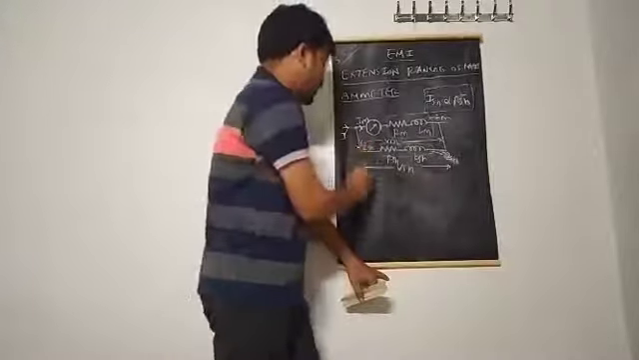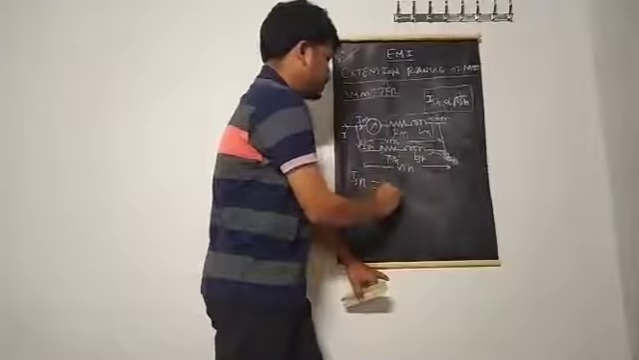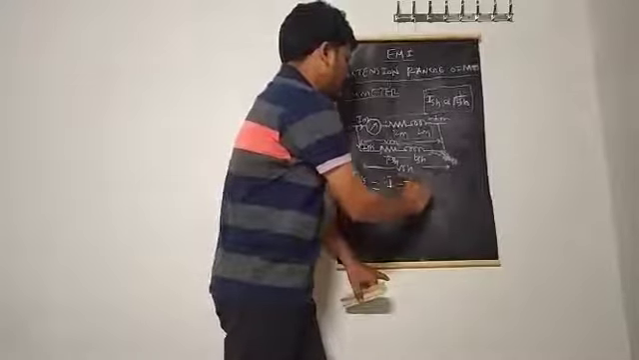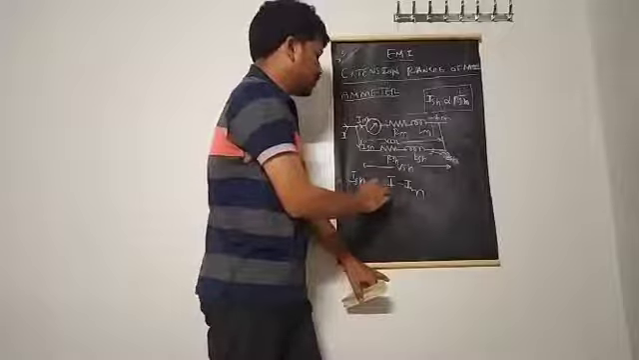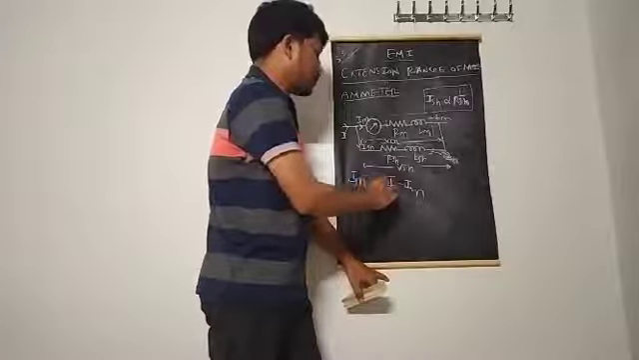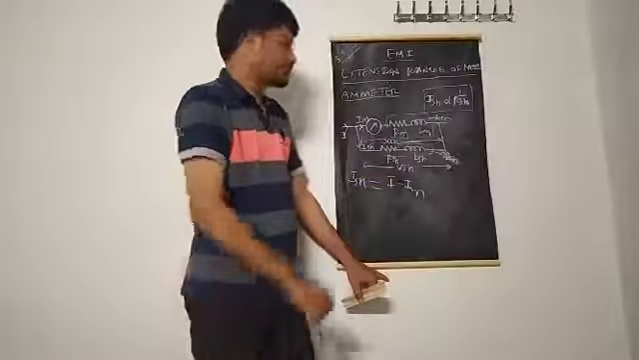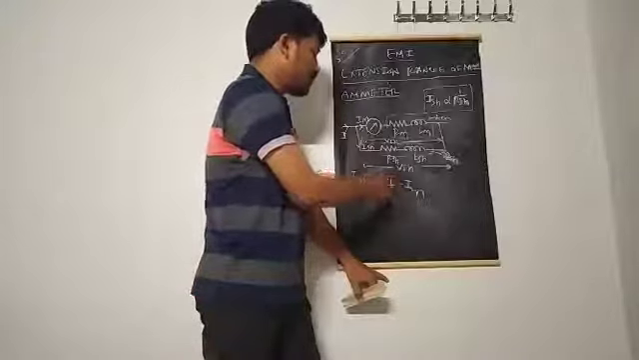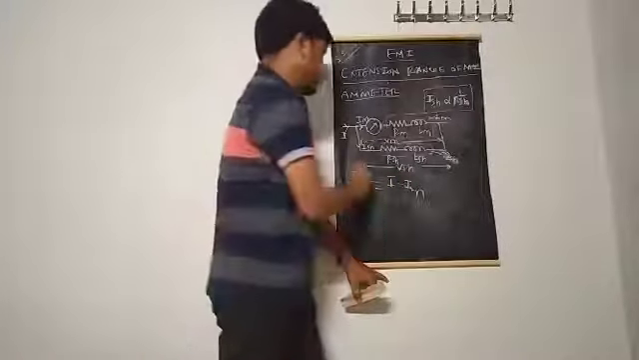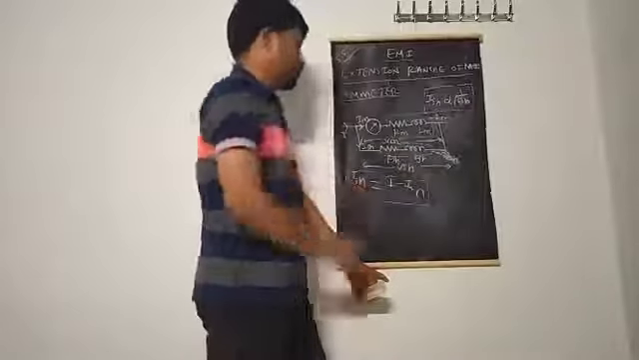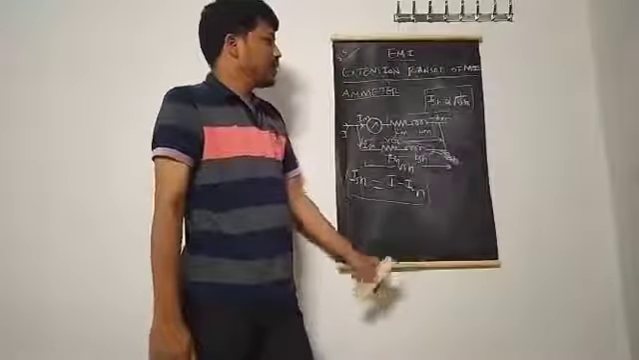Therefore, here ISH can be replaced with ISH is equal to I minus IM. That means ISH should be less than I minus IM. Overall, the value should always be less than the total current I. So this is ISH is equal to I minus IM from this equation.